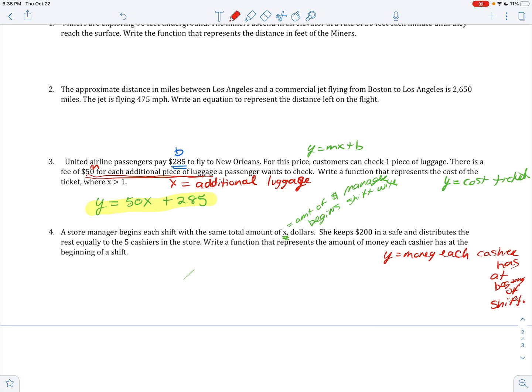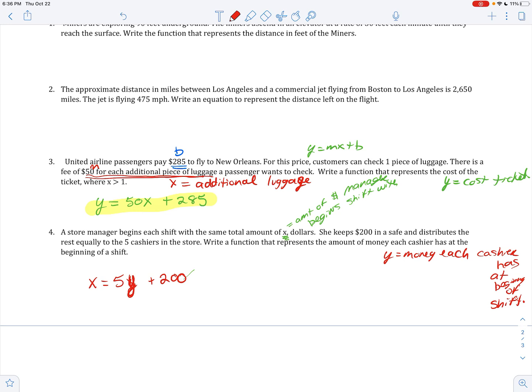All right, so the manager holds all the cards. So let's say X equals 5 cashiers she distributes that money to, that's Y. Because she distributes the money to each cashier. So that's 5Y because there are 5 cashiers. And she puts 200 in the safe. And that's all the money.